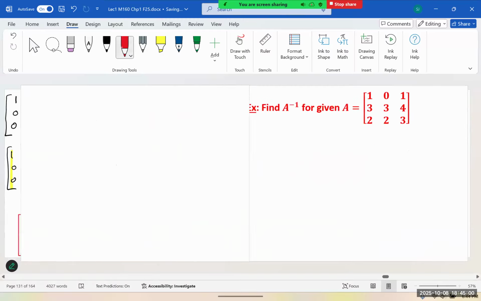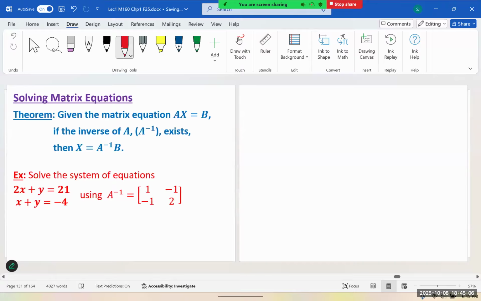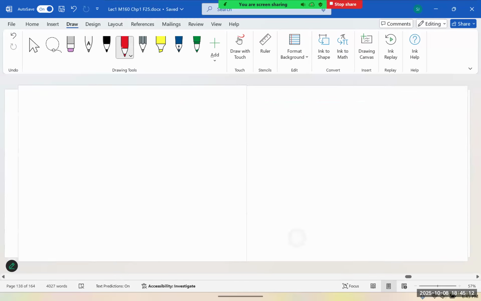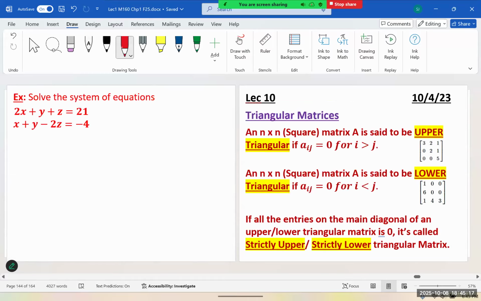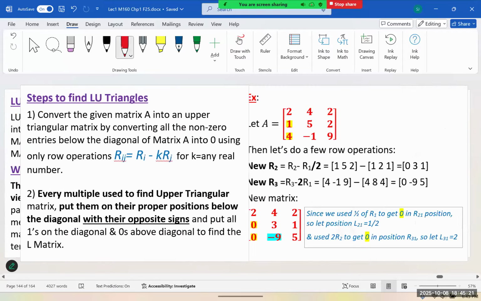Okay, let's see what we're going to do next. We're going to solve using the inverse matrix. We're going to solve systems of equations. Oh, and then I have triangular matrices.